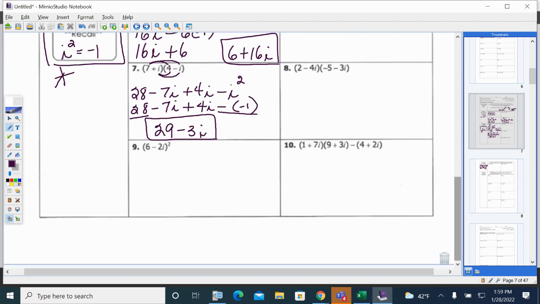I'm going to talk about number 9, and then I'm going to work number 10. So on number 9, 6 minus 2i squared means you have 2 of these.